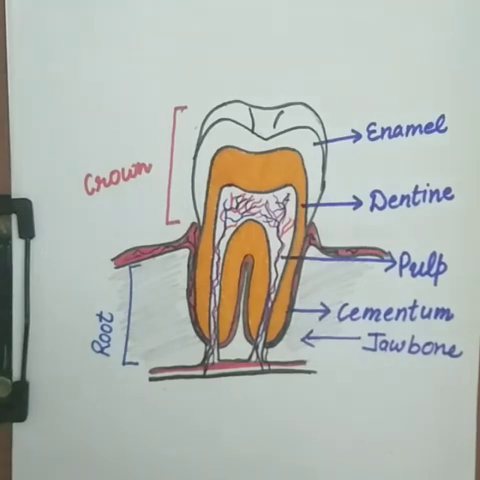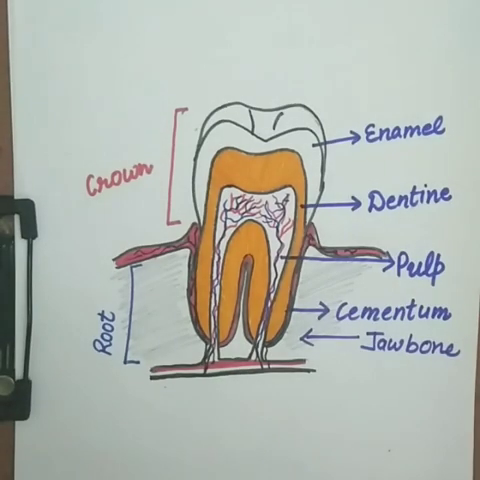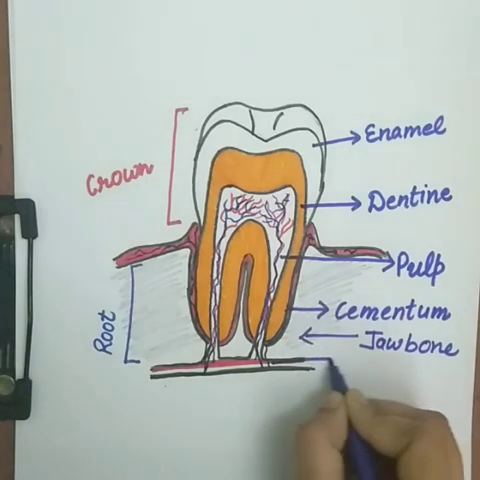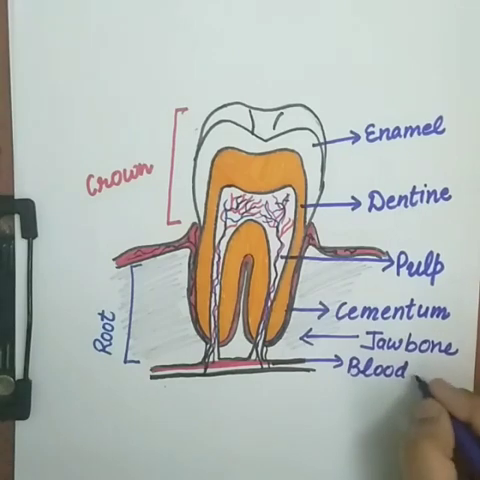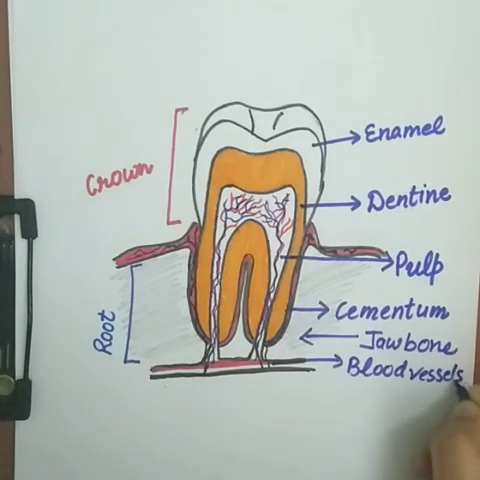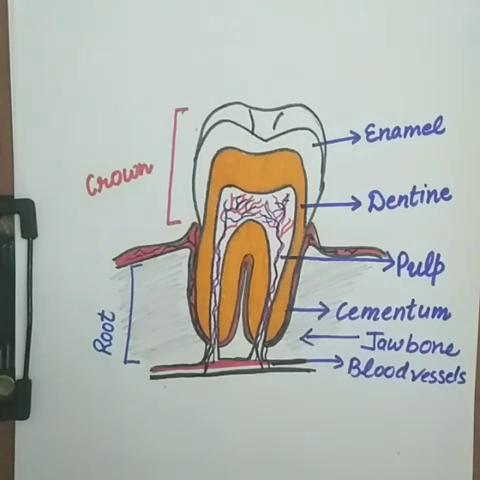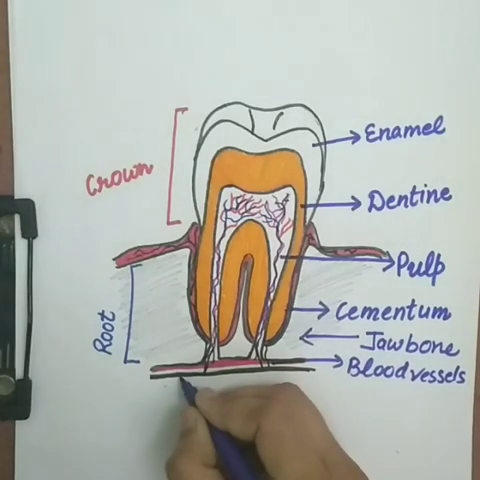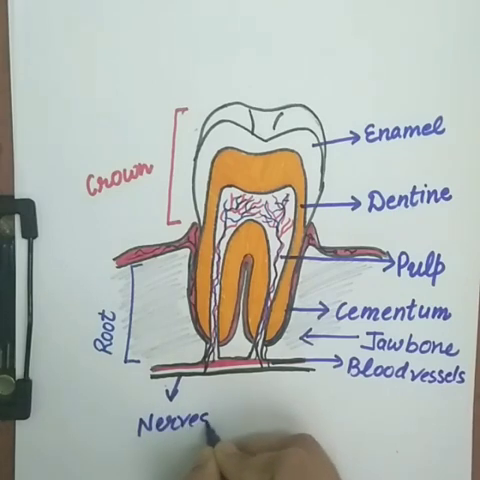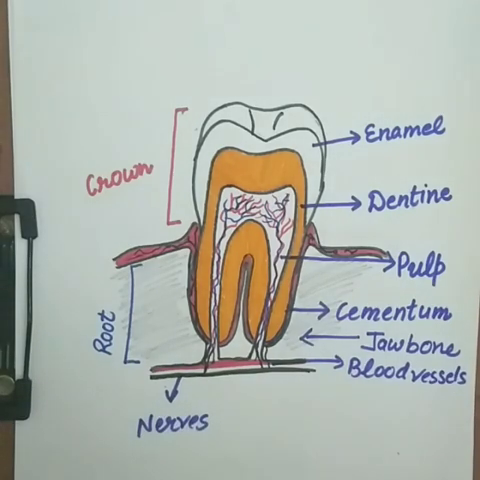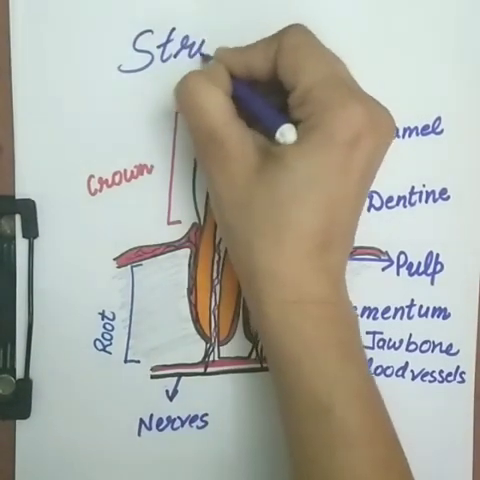Okay, so as I told you, pulp has so many blood vessels and nerves. So these are blood vessels through which blood is circulated in the pulp part of the teeth, we can say. And these are our nerves. I think it is clear to everybody. This is our structure of tooth.